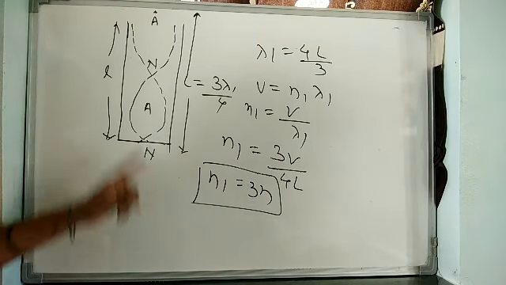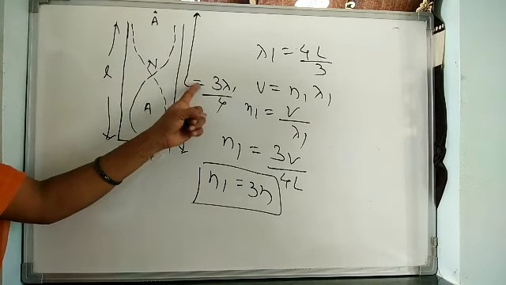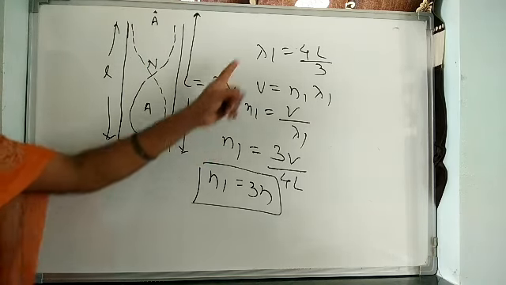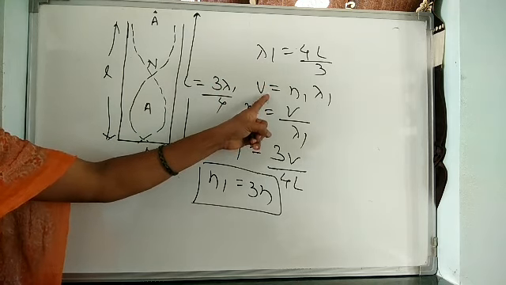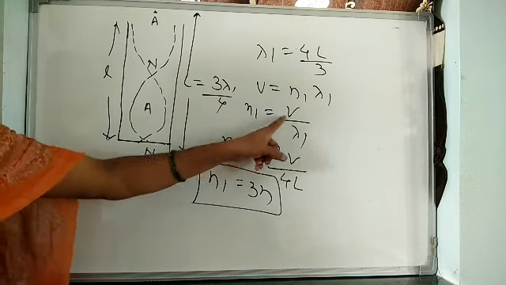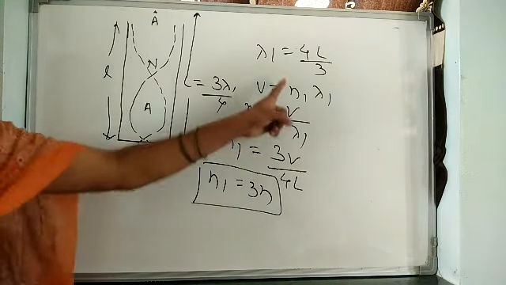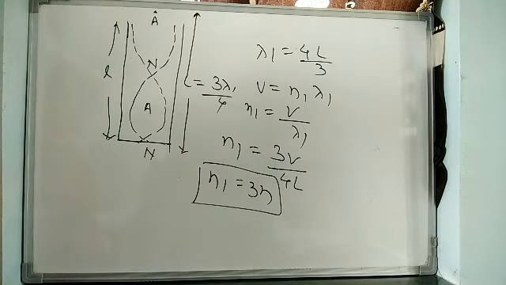That means now here, the second mode of vibrations of an air column, that is shown in the diagram. Length of air column is equal to 3 lambda 1 by 4. Here lambda 1 is equal to 4L by 3. Lambda 1 be the corresponding wavelength. Therefore, V is equal to n1 lambda 1. n1 is equal to V upon lambda 1. And therefore, n1 is equal to 3V upon 4L. We have substituted the value of lambda 1 here. Then you get 3V upon 4L.